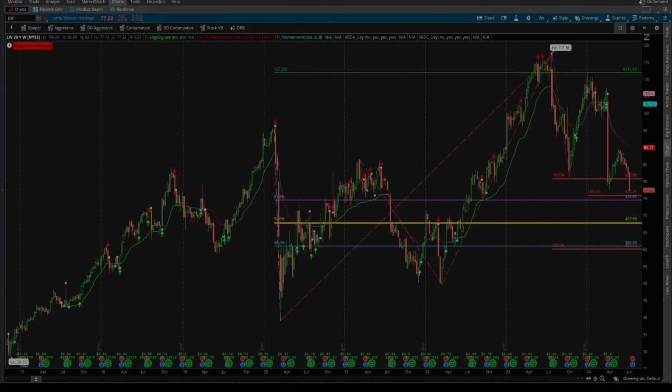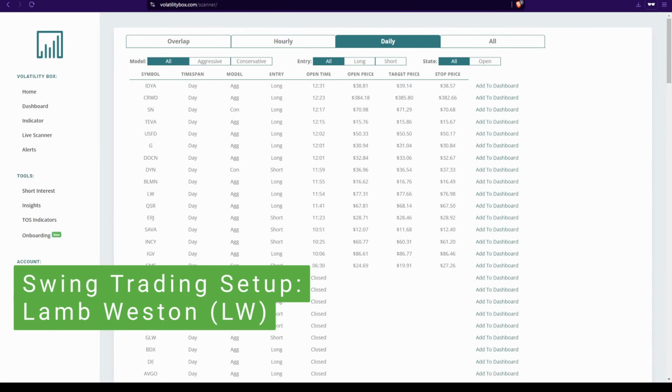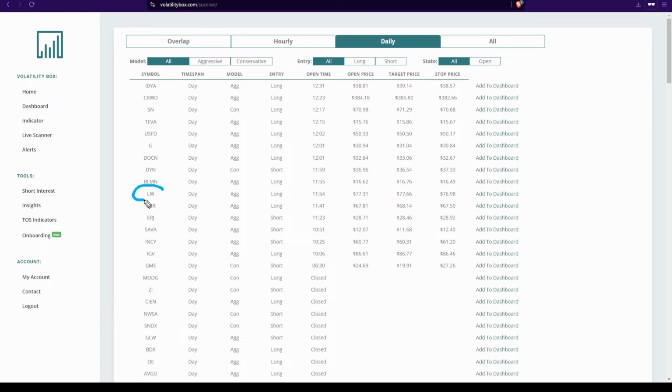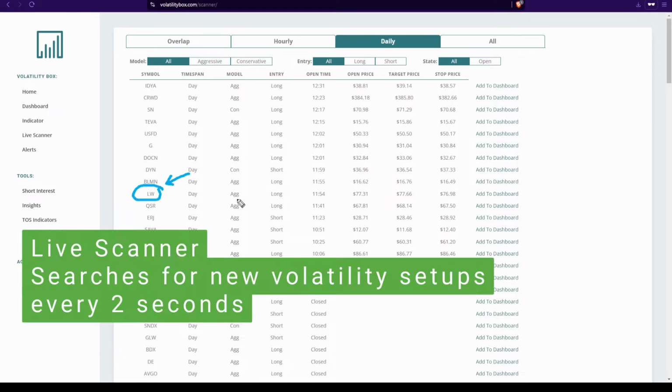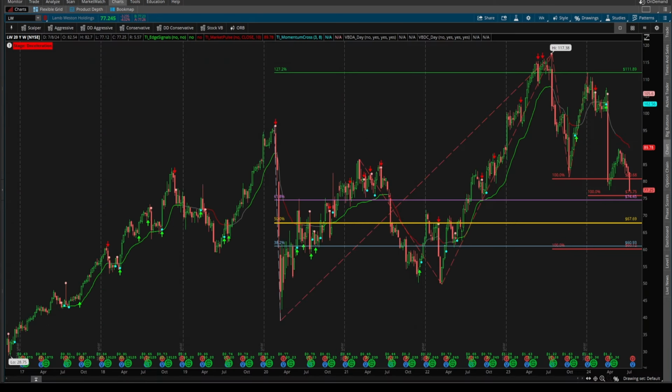In today's video, we're going to take a look at a swing trade idea inside of Lamb Weston. That's ticker symbol LW, and we can see that on the live scanner right here, breaching our aggressive daily volatility box models for a long side entry. What that means is this is a buy the dip setup. It's breaching our aggressive models. We have two, aggressive and conservative. So that's telling you that we have volatility inside of Lamb Weston worth checking out and investigating some more.